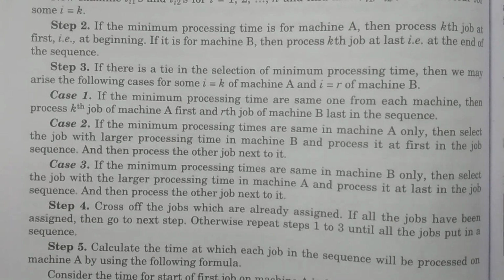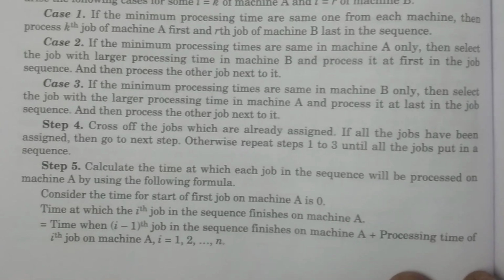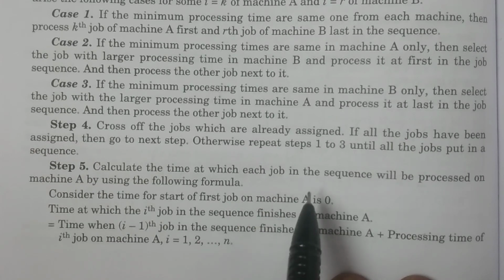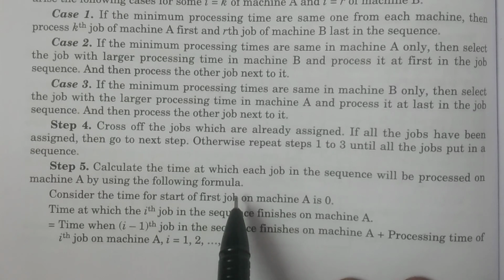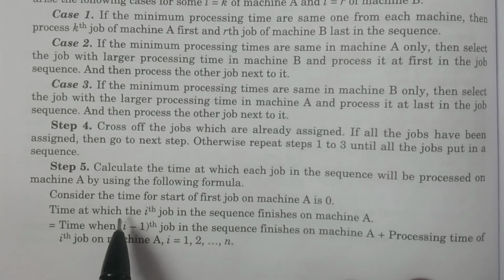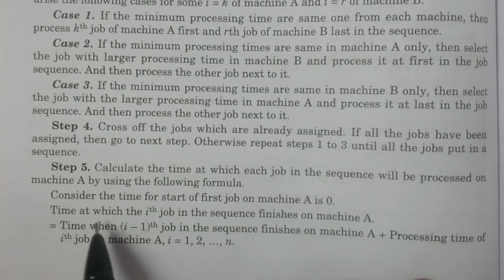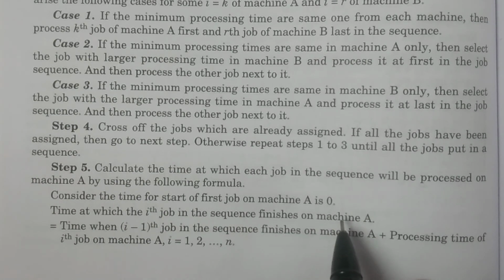And then you have to move to calculate the times, right? You see the times here. And step 5, calculate the time at which each job in the sequence will be processed on machine A by using the formula. What is the formula? Consider the time of the start of the first job on machine A to be equivalent to 0. That is the time in for the first machine.